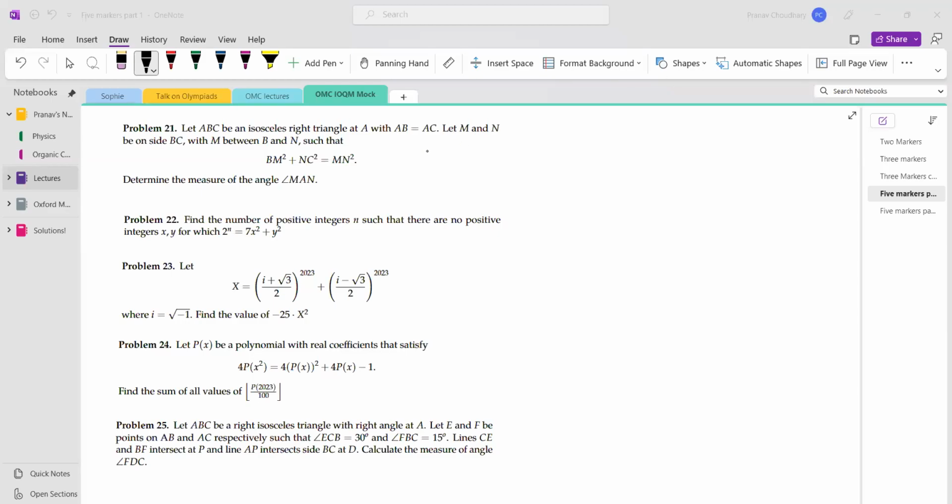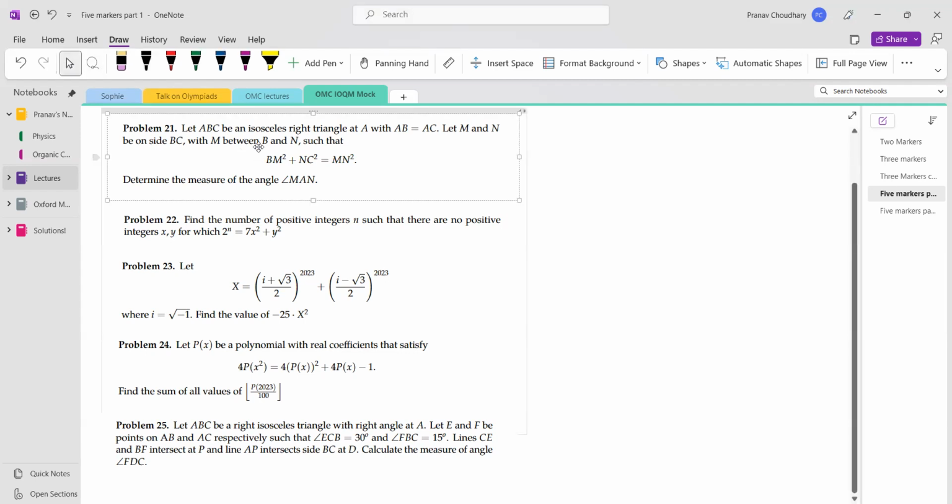Hi everyone. So in this video, we'll be continuing the solutions to IOQM mock, and in this particular video, we'll be discussing first five markers. That is problem numbers 21 to 25. Since these are slightly harder, at least I hope that they're slightly harder, I do not want to do all that in one video, so I'll divide it into two parts. So let's quickly begin. Let's see problem 21 first.